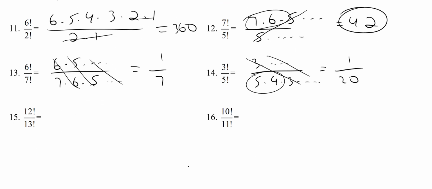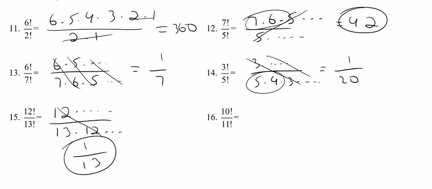Okay? And then 12 factorial, that's going to be a lot if you would write the whole thing out, but we know that the bottom's bigger, so it's going to be a fraction. So it's 12 times, keeps going, and it's 13 times 12, keeps going. So that cancels out, and you have 1/13. Same thing with this. It's 10 times, keeps going, and then 11 times 10, that keeps going. So everything cancels, it's bigger on the bottom, so your answer is 1/11.